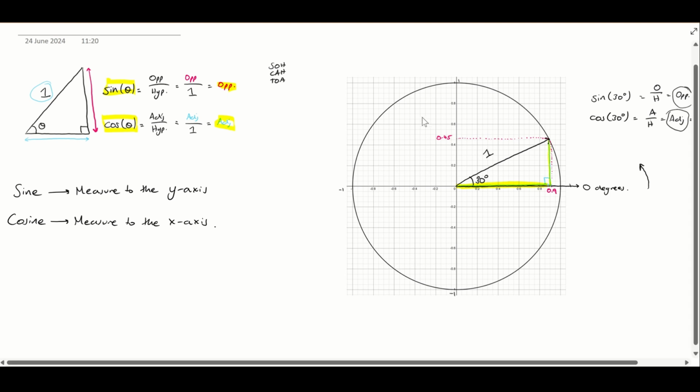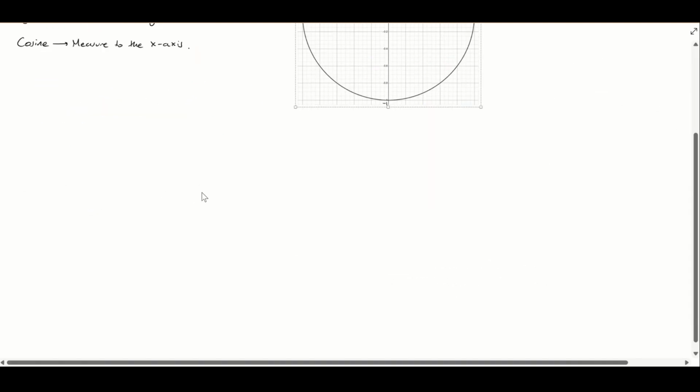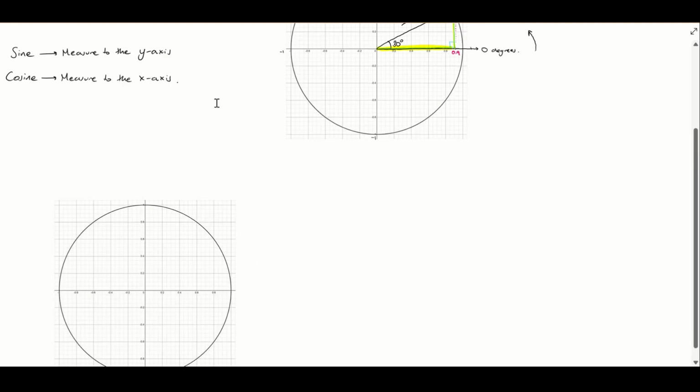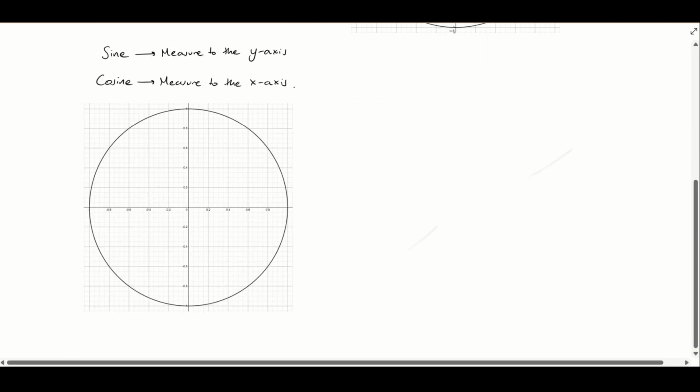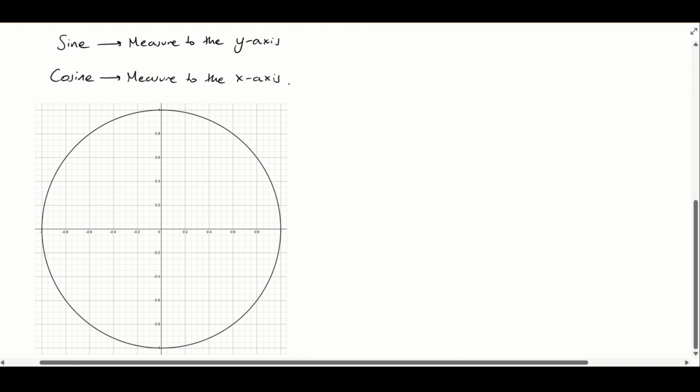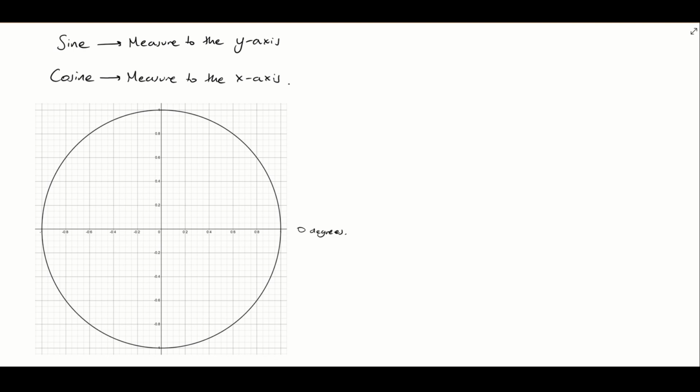Now, if we look at a couple more examples, if I take this unit circle here and pop it down here, and we'll take our statements. If you can remember these, you'll be fine. So let's take these statements that sine means we need to measure to the y-axis and cosine means we need to measure to the x-axis. Remember, my 0 degrees starts on my x-axis there. And if I want to measure, say, 60 degrees, it might look something more like that, because that would be a 60 degree angle from the x-axis.